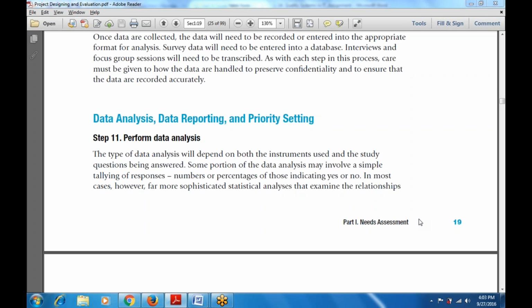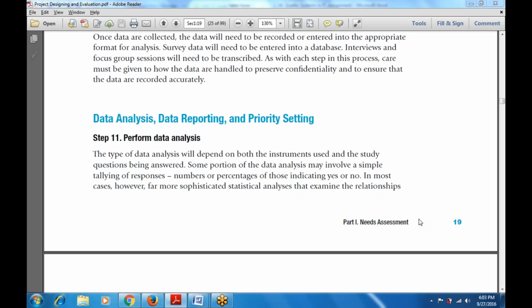Now let's start the session. The next topic is data analysis, data reporting, and priority setting. What are the various data analysis reports? What are the various settings? What are the various reporting that we have performed in this? So that is data analysis, data reporting, and priority setting. Step number 11 is to perform the data analysis.